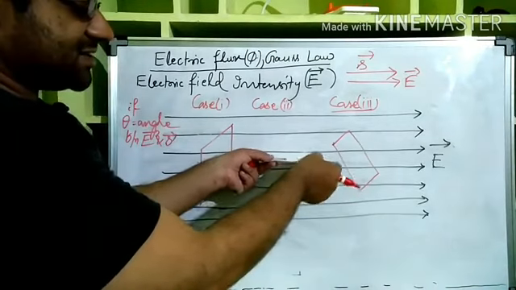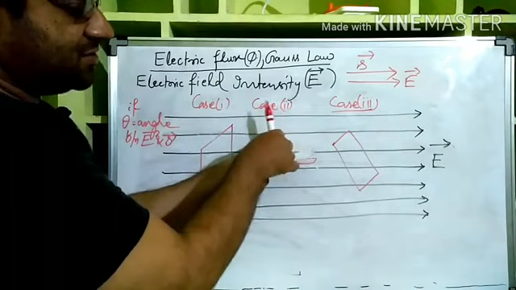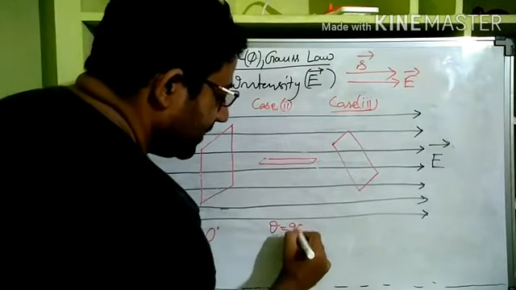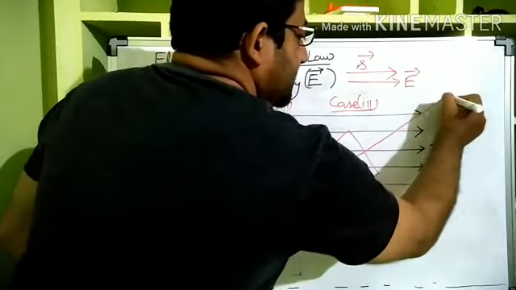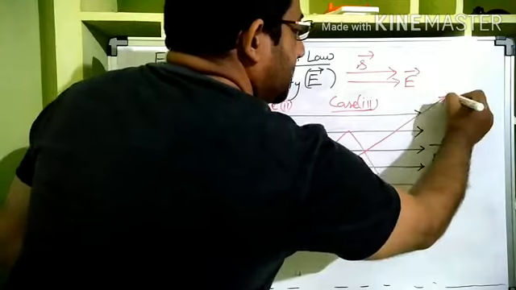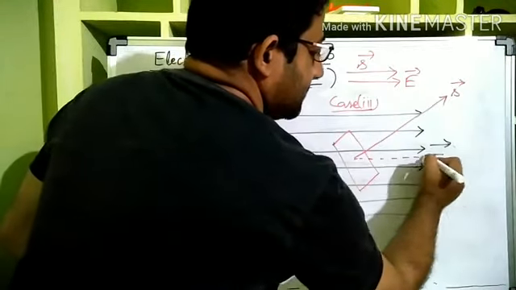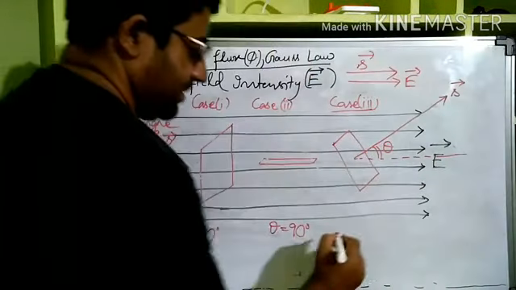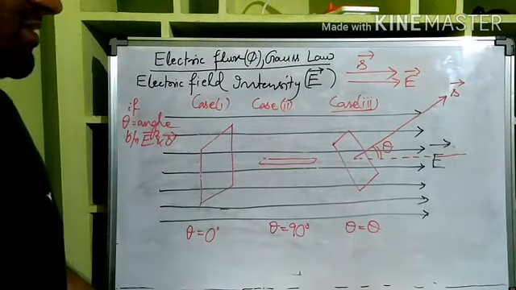See, the plane is like this. The direction of the area is this way, and E is along this direction. So what is the angle? Theta is equal to 90 degree. And here the outward normal is this. This is the direction of the area, and E is of course in this direction. So this is the theta. So theta is equal to theta here. So these are the three cases.